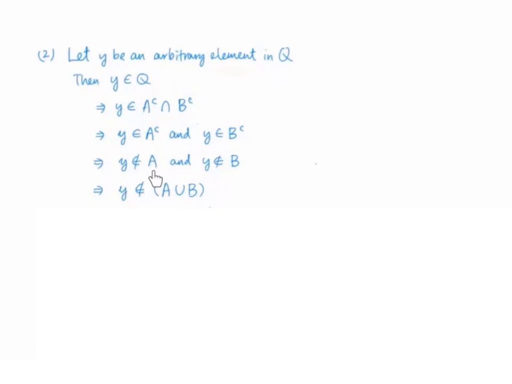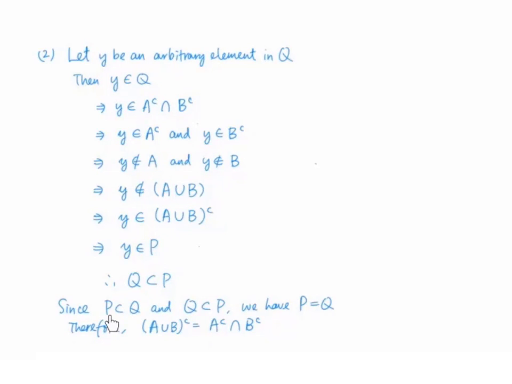And since Y doesn't belong to A and Y doesn't belong to B, then it won't belong to the union of A and B. And because it doesn't belong to this set, therefore it belongs to the complement of this set. And the complement of A union B is P. Therefore, Y is an element of P. It means that whenever we have an element in Q, this element can also be found in P. Therefore, the set Q is a subset of P. Since we proved that P is a subset of Q and Q is a subset of P, it means that they are the same. Therefore, we have proved the first statement of De Morgan's law.